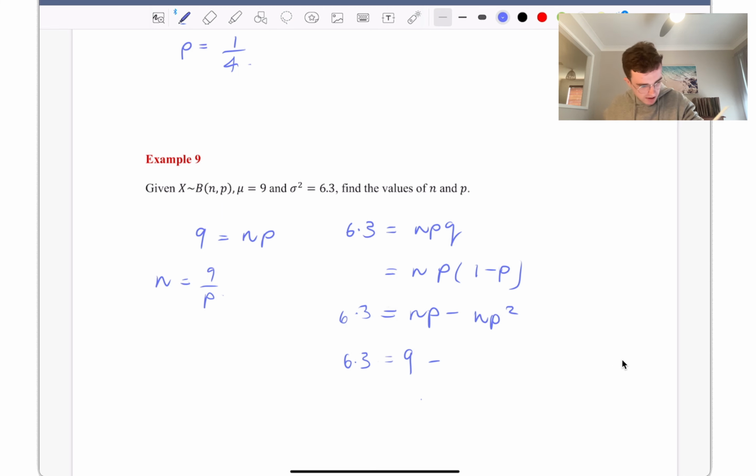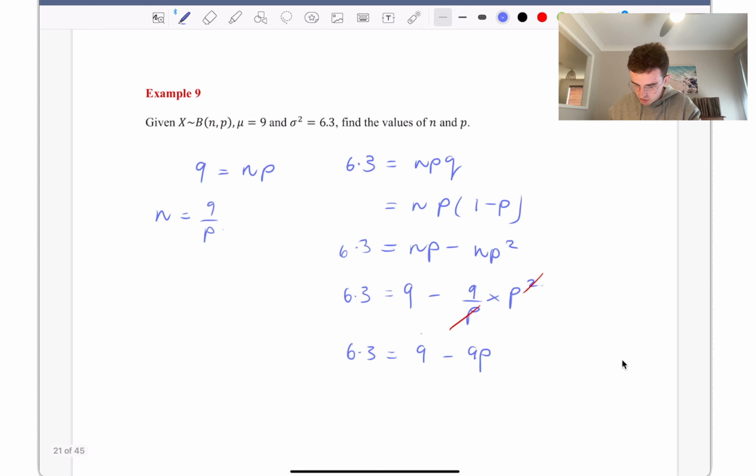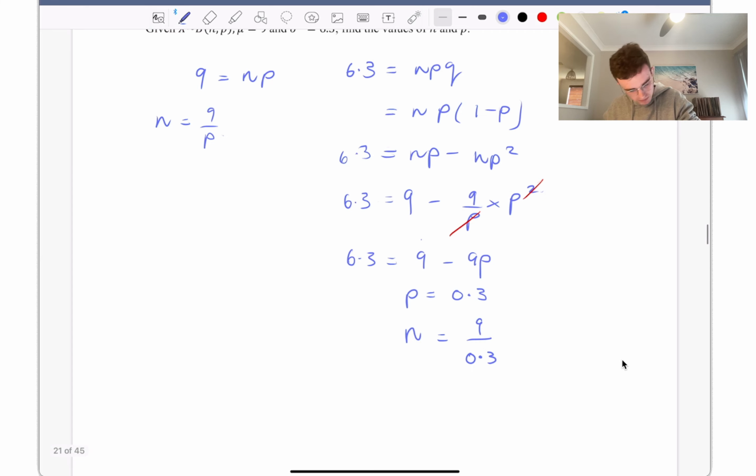9 minus 9 on p times p squared. That and that will cancel. So we've got 6.3 equals 9 minus 9p. Let's solve for p. So 9 minus 6.3 divided by 9, we get p is 0.3. That's better. And we know that n is equal to 9 on p. So 30. Okay.